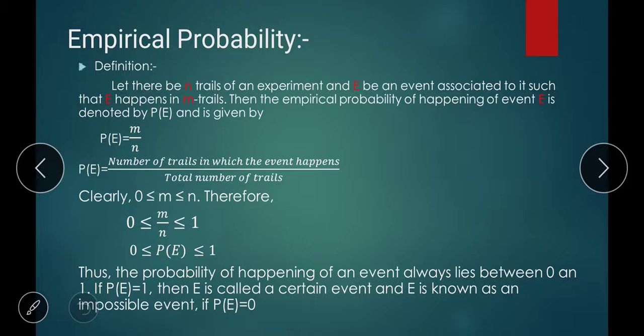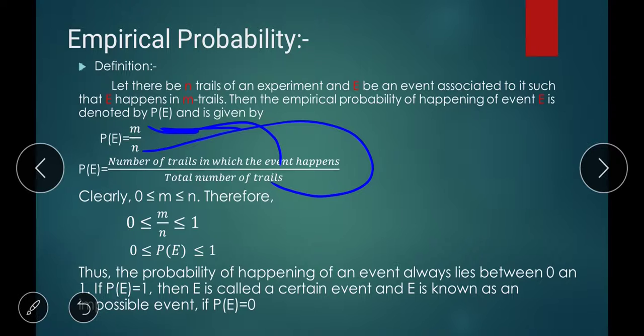Empirical probability. Definition: let there be n trials of one experiment and E be an event associated with it such that E happens in m trials. Then the empirical probability of the happening of event E is denoted by P of E and is given by P of E equal to m by n. Here n denotes the total number of trials, m denotes the number of trials in which the event happens. So P of E equals m by n, the number of trials in which the event happens divided by the total number of trials.